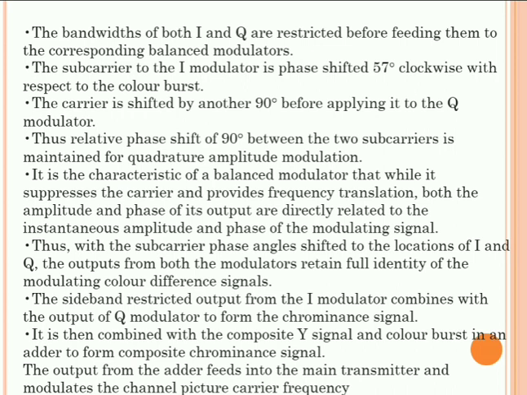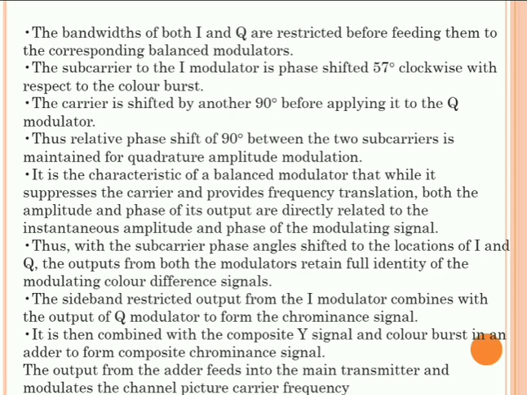After that we pass the phase shifted signals through the balanced modulator, which goes to the mixer. At the output of the mixer we get a composite color signal, or we can call it the composite chrominance signal. This is all about the NTSC encoder or NTSC coder.